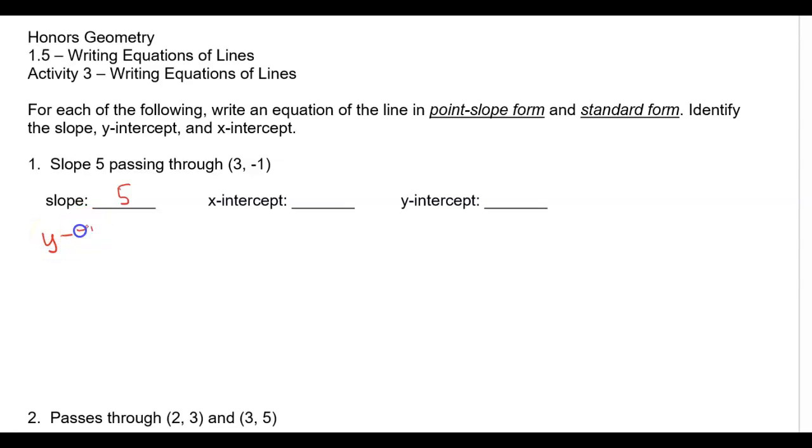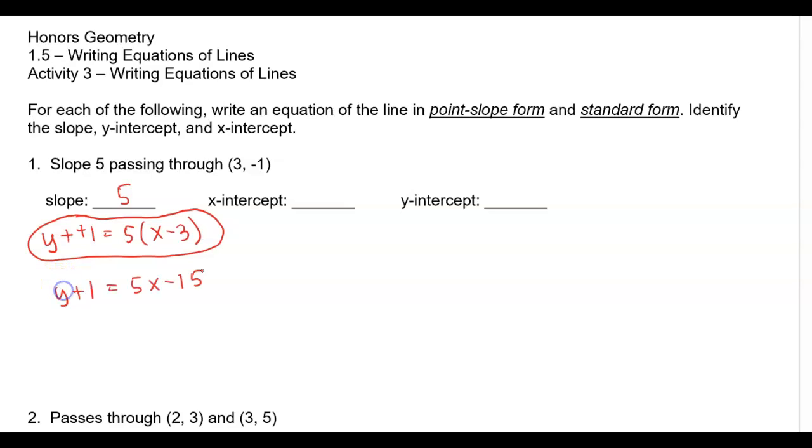y minus negative 1 equals 5 times x minus 3. Of course, we need to change minus a negative into plus a positive. So there is point-slope form. Next, I'm going to try and change that into standard form. So I'm going to distribute the 5, then I'm going to get the y on the right side with the x. Then I'll add 15 to get the 15 off of that side.